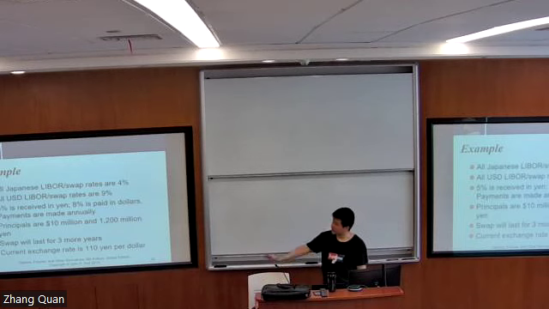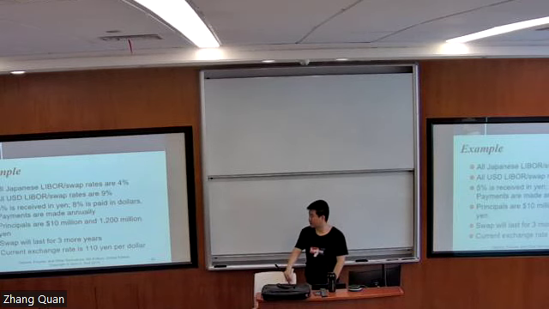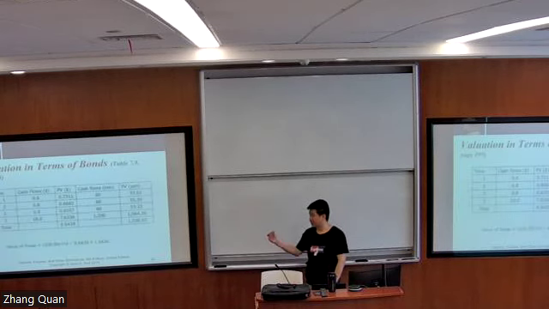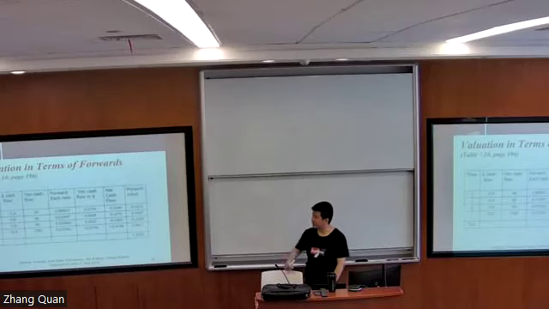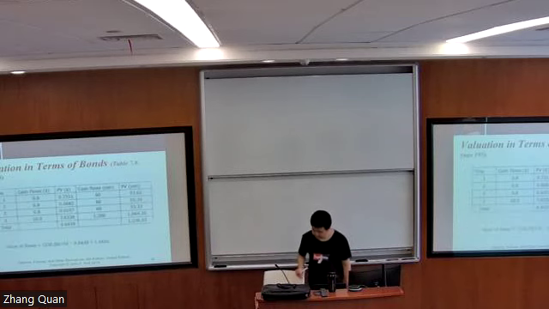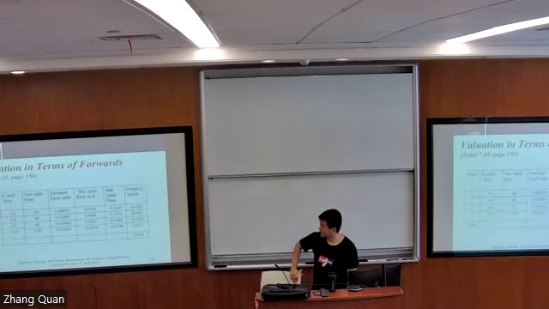In the example here, we assume that all Japanese discount rates are 4% and all the US discount rates are 9%. So basically, we assume a flat interest rate curve to help our calculation. So when you calculate the PV, you must make sure that you discount each cash flow based on each currency's specific risk-free rate.